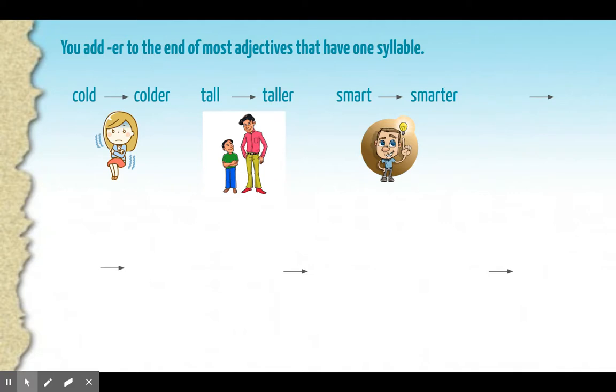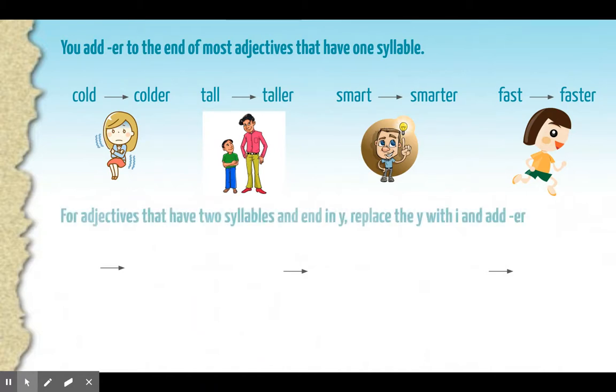Smart becomes smarter. So if I'm comparing two students, he is smarter than the other student. Fast becomes faster. She is faster than her friend.